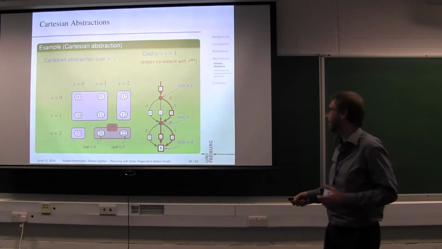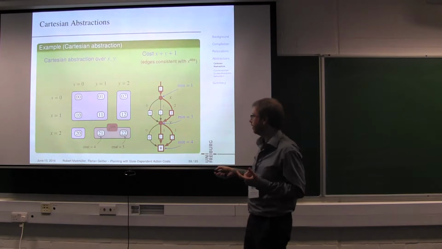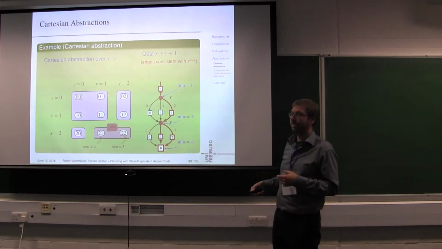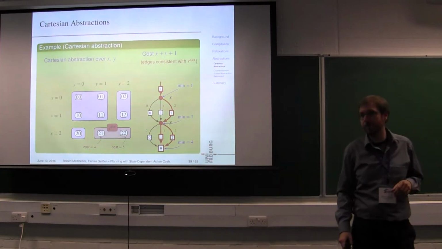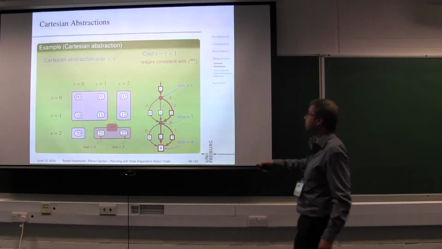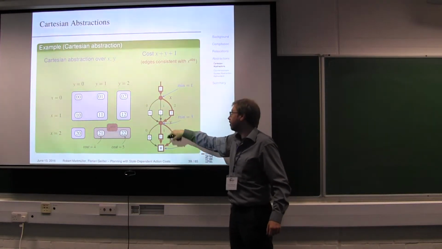And this works. So this way you can always evaluate Cartesian abstract states directly. You always get the abstract cost value of any Cartesian abstract state by just looking at these enabled or disabled edges.